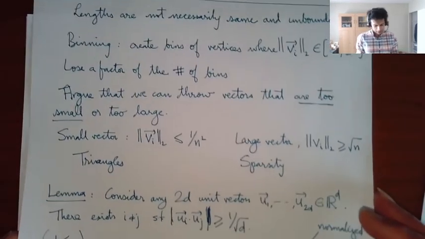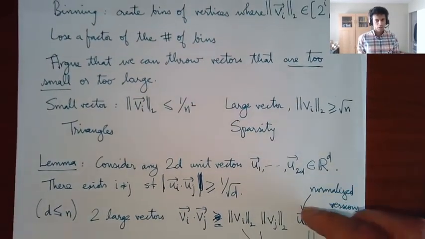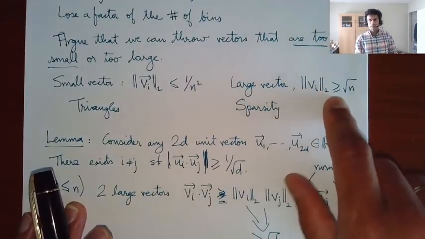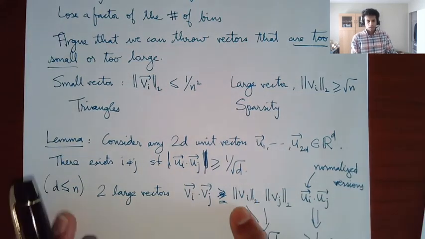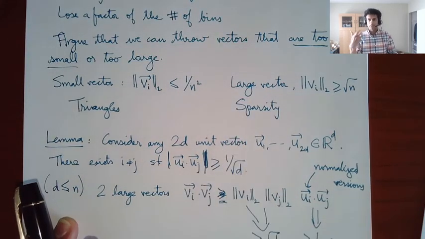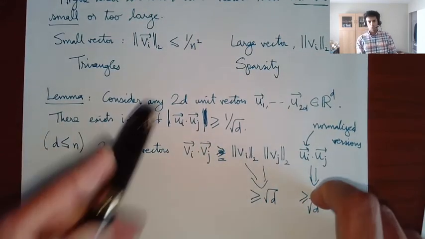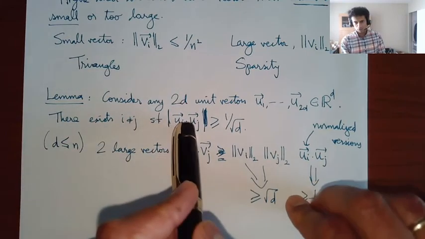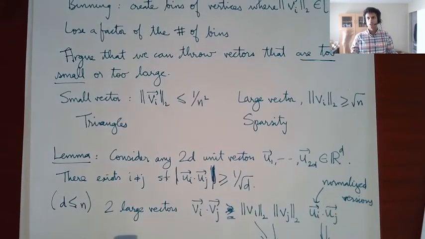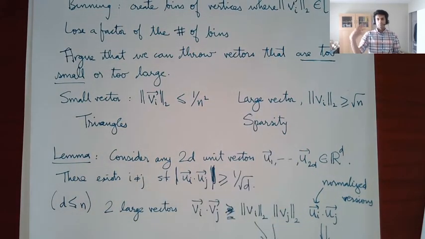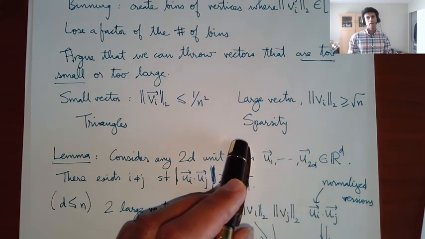Let me just say that the key property is to argue that if you have a lot of vectors that are of length more than root n, then because of this packing property, there will be many pairs of vectors whose dot products are going to be more than 1. If you normalize them, the dot product is going to be at least 1 over root D, which will then lead to the overall dot product being more than 1. So if you have lots of large vectors, you end up with lots of edges, and so the sparsity will say you cannot have too many large vectors.